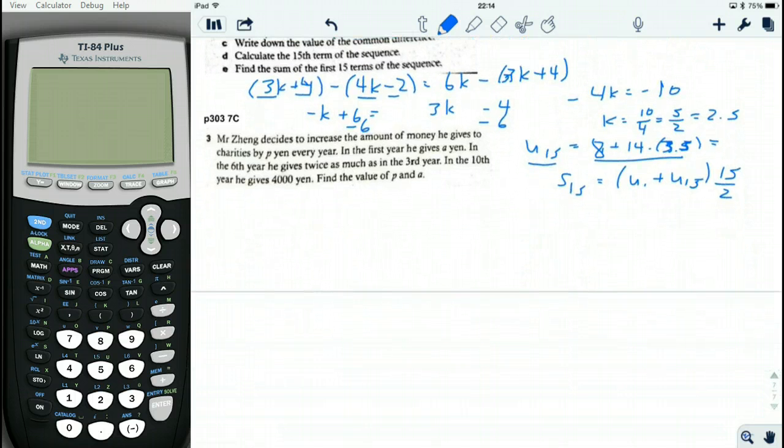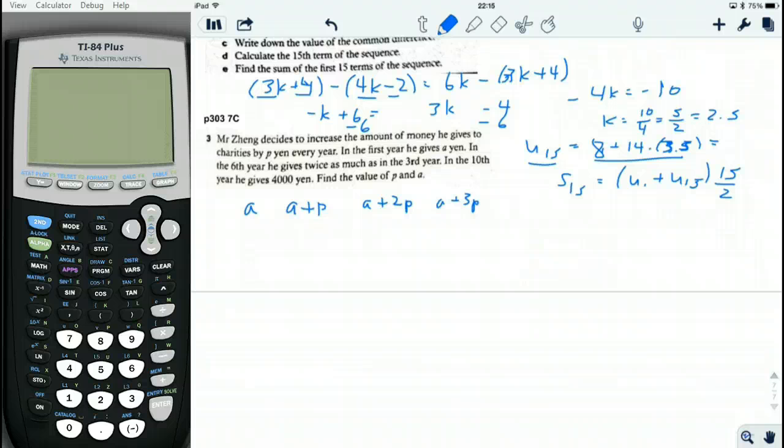Last one. Mr. Zhang decides to increase the amount of money he gives to charities by P yen every year. In the first year, he gives A yen. In the 6th year, he gives twice as much as in the 3rd year. So every year, he increases by P: A plus P, A plus 2P, A plus 3P.